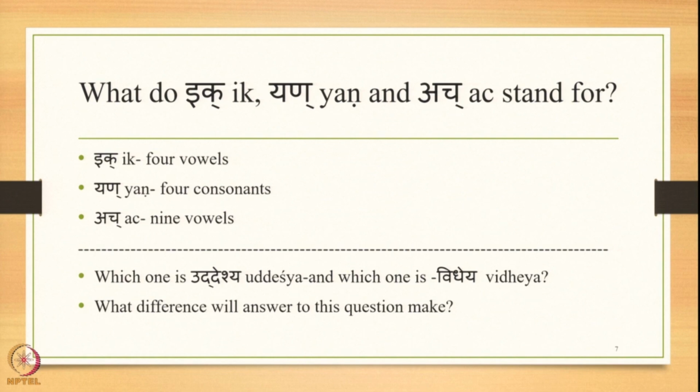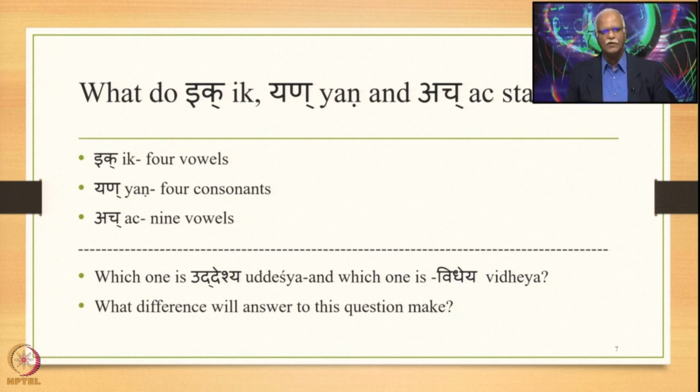And so, in doing so, we ask the question, what do Ik, Yan and Ach, which are used in the Sutra, stand for? We also saw how Ik, Yan and Ach get formed as pratyaharas using the technique of pratyahara stated by Ashtadhyayi 1171 Adirantyena Sahaita. And then we know what Ik, Yan and Ach stand for. So we have written that down on this slide. Ik stands for 4 vowels, I, U, Ru and Lu.